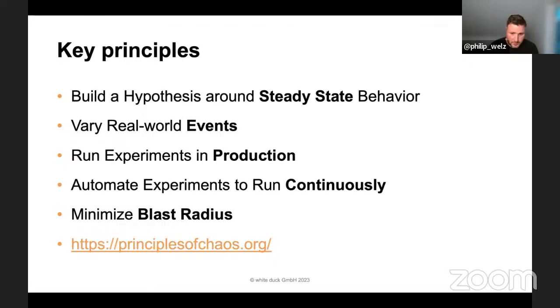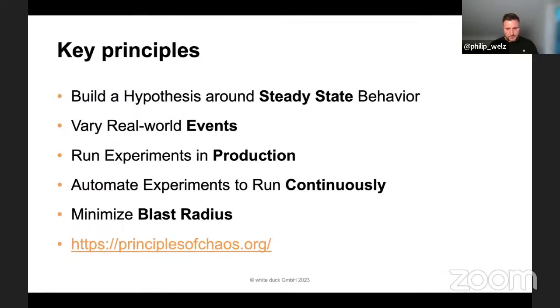When we look at each of them, first, build a hypothesis around the steady state behavior. We should focus on measurable outputs of the system rather than internal attributes. So the overall system output, the error rates, the latency percentiles, the response time, whatsoever, this is a steady state. This we can monitor, and this represents our steady state from where we start our experiments. We should really focus on those system behavior patterns during the experiment, monitoring this steady state.